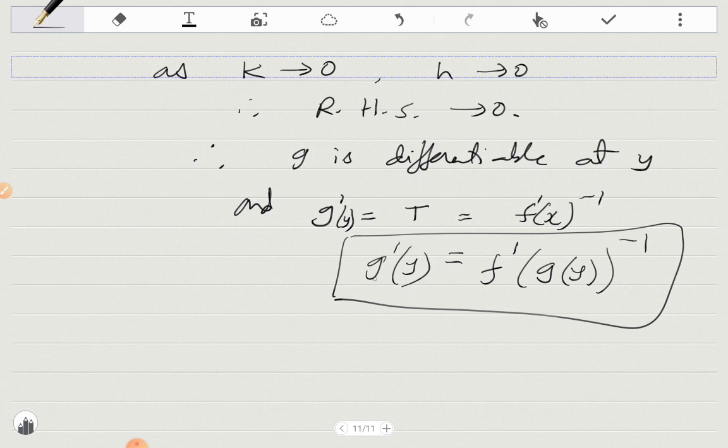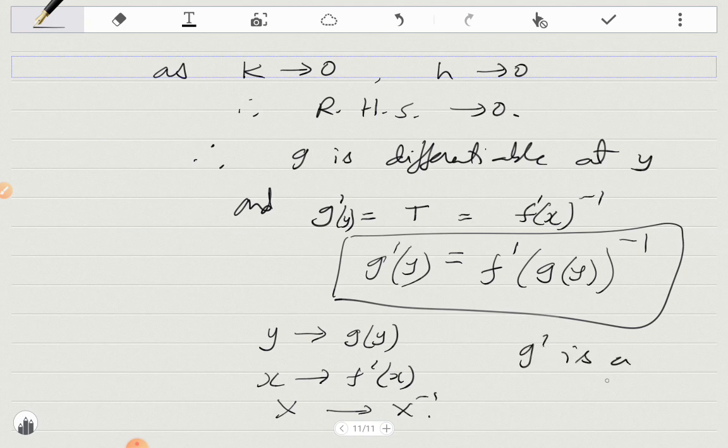Now, if you look at the derivative of g, it's a composition of various things. One is y going to g of y. The other one is x going to f prime x. And the third one is x going to x inverse. So g prime is a composition of these three maps.